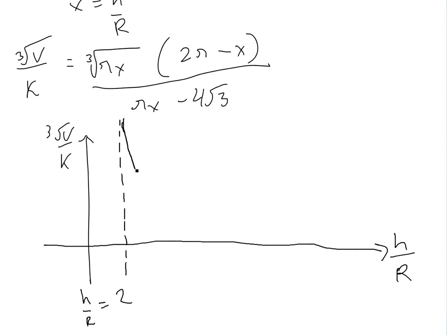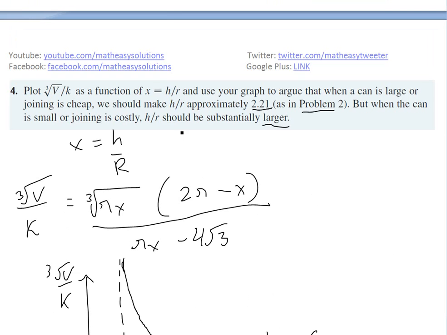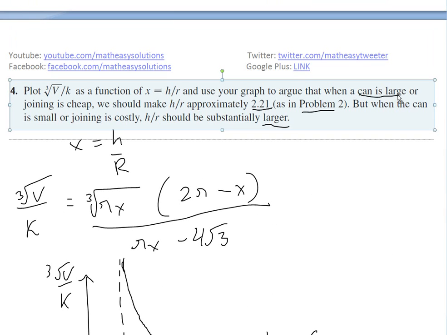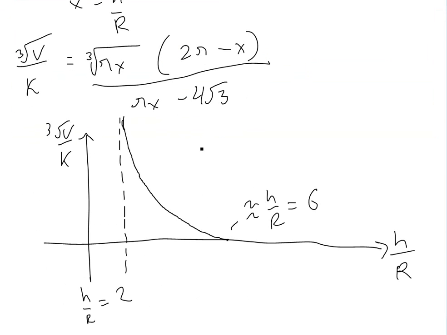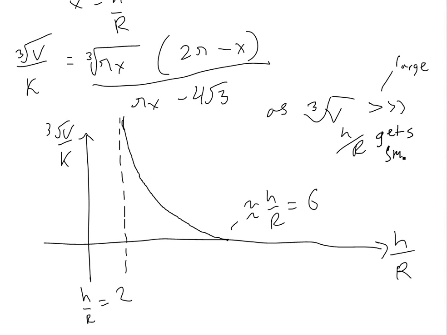Remember, that's if there's no waste, and that's only no waste as you go to infinity, where the cost is really small. Then it goes up to around 6. h over r is around 6 in this case, roughly around here. But basically, what we have to show is that when a can is large, or joining is cheap, meaning this is very, very large, then your h over r is going to be really small. So h over r gets smaller.